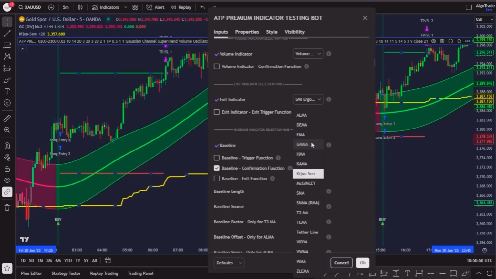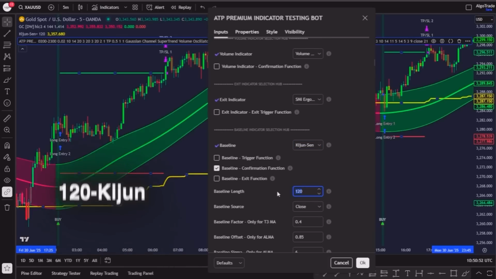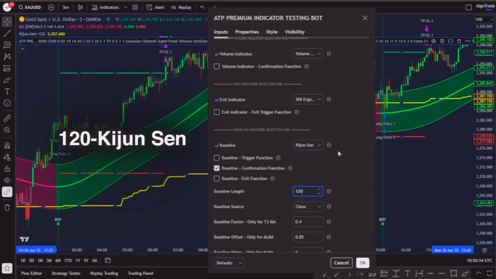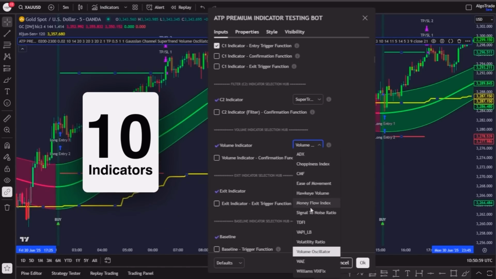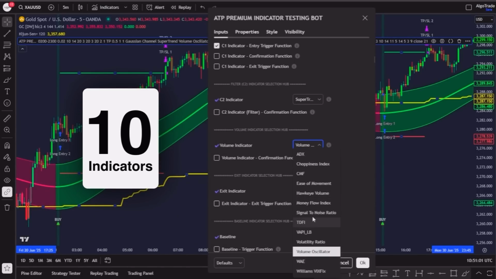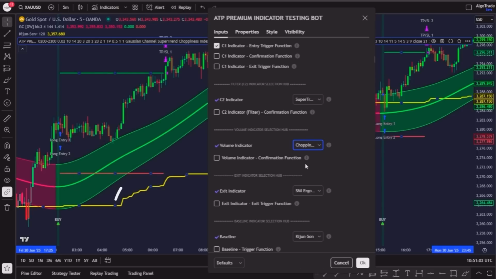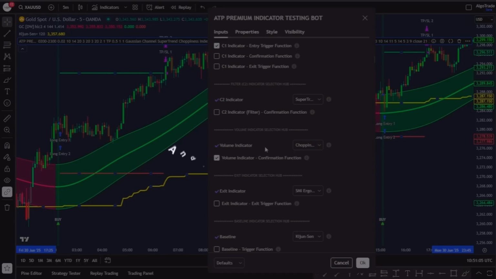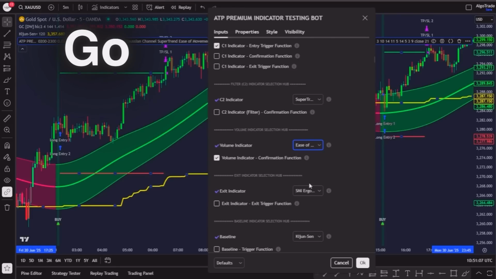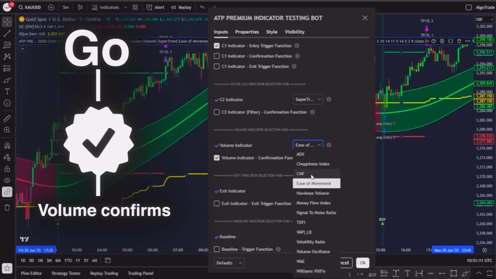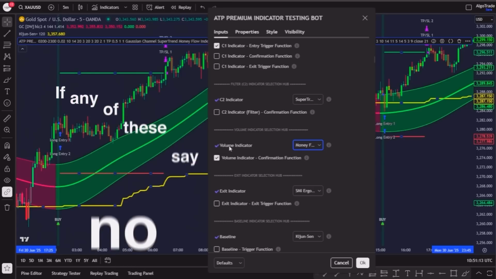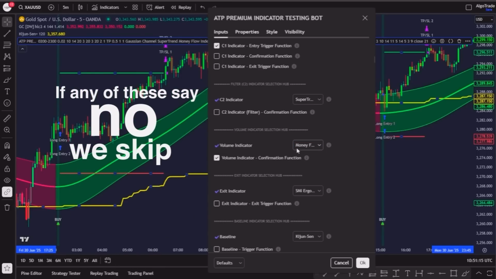Inside the bot, we already have our trend filter locked as a 120 Kijun-sen. And now, below, in the volume section, we can plug in over 10 different indicators, each with customizable inputs and smoothing. And the logic is simple: trigger says go, trend filter agrees, and volume confirms. Only then we take the trade. If any of these say no, we skip.